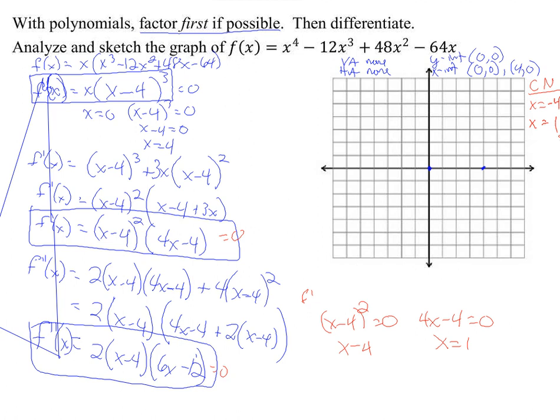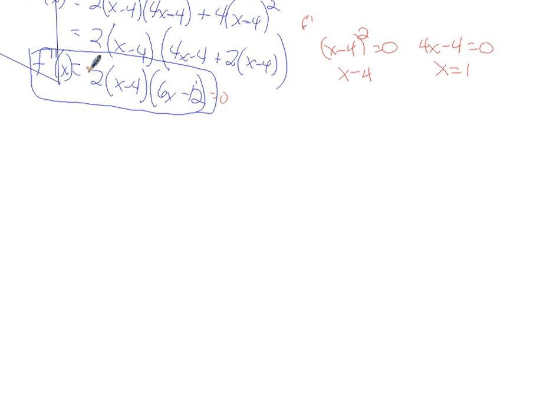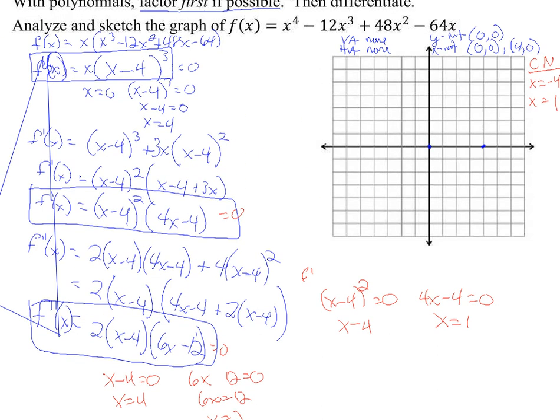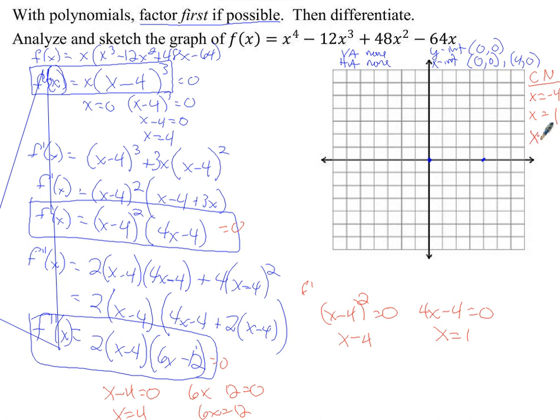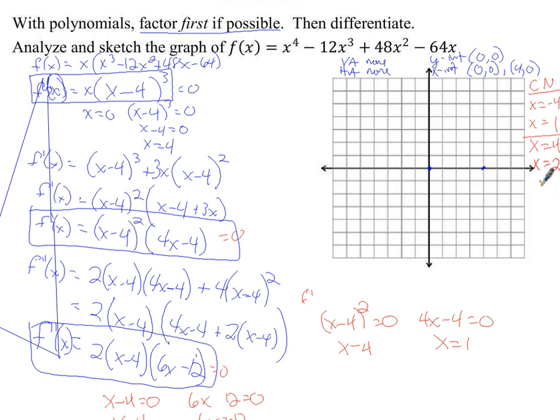Take the second derivative, so let me scroll back down, set it equal to 0. Once I do, the 2 disappears, and I have x minus 4 equals 0, 6x minus 12 equals 0. So then x equals 4 is an inflection point, and we have 6x equals 12, so x equals 2 is another inflection point. So I can come back up here, and x equals 4 is an inflection point. So let me draw a line here. And x equals 2 is my other inflection point. So I'll put IP on that.